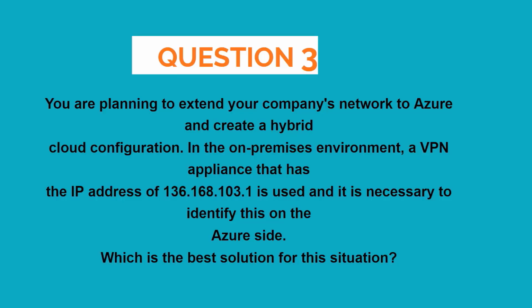Question 3. You are planning to extend your company's network to Azure and create a hybrid cloud configuration. In the on-premises environment, a VPN appliance that has the IP address of 136.168.103.1 is used, and it is necessary to identify this on the Azure side. Which is the best solution for this situation?